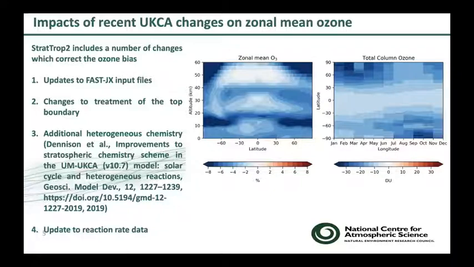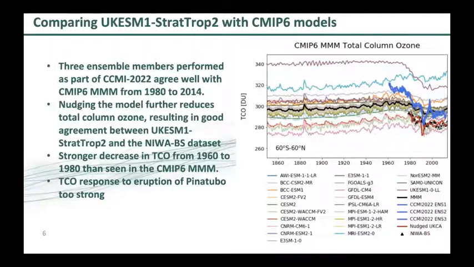So these changes reduce column ozone, and that's good because that's the direction we want to go in. Now if I show this figure again, which is the evolution of global mean total column ozone from 1850 to 2014, so just the historic period, each of these colours is a CMIP6 model. There are now more models, so UKESM1 is this purply colour line, still very high. And then when we make the changes, we get what we're calling our CCMI 2022 configuration, where we've got three ensemble members, so this blue line.